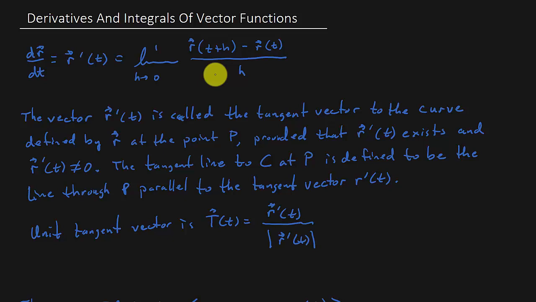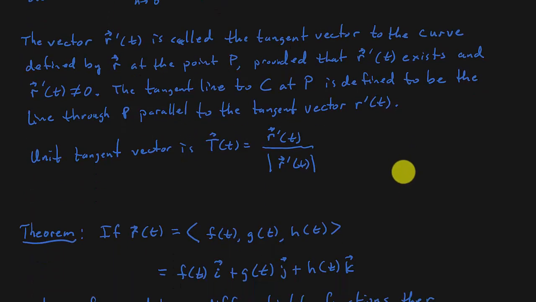All right, so the vector r prime is called the tangent vector to the curve defined by vector r at the point P, provided that r prime exists and r prime does not equal 0. The tangent line to C at P is defined to be the line through P parallel to the tangent vector r prime of t. And then the unit tangent vector T is equal to vector r prime over the magnitude of vector r prime. We'll use this later on when we work an example, along with all this terminology.